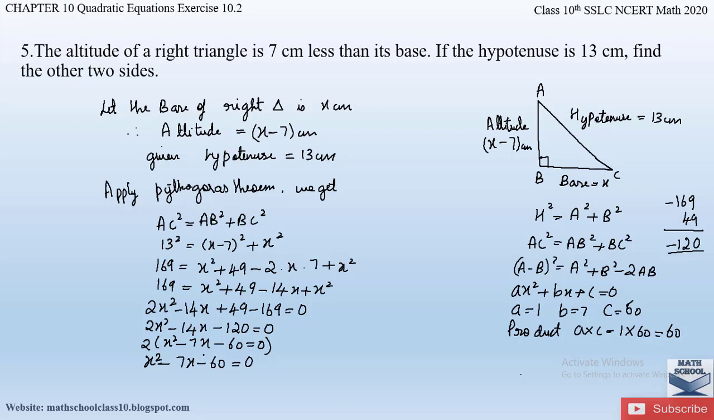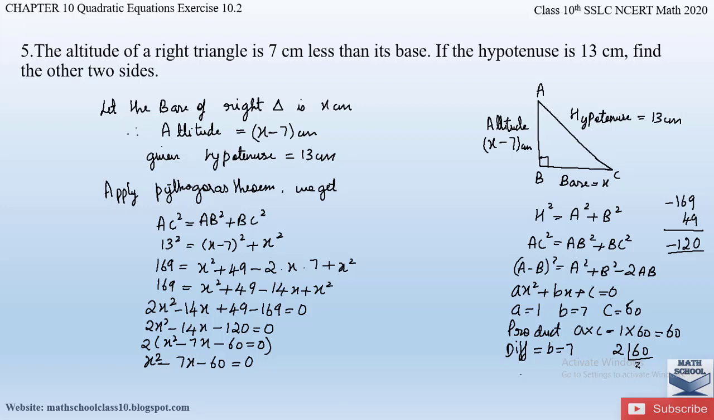Now since we have got c as minus 60, we are going to take the difference, right? If it was plus, we would have taken the sum. So the difference is equal to b, that is 7. We are going to factorize 60 and find the two factors such that the product is 60 and the difference of those two factors should be 7.